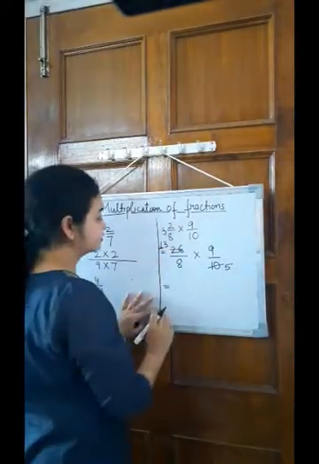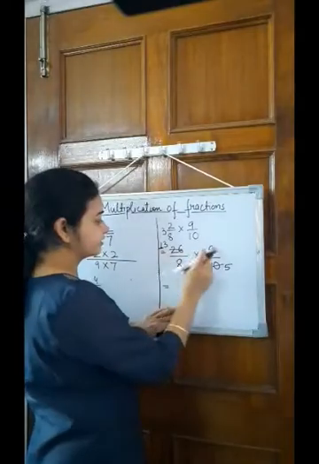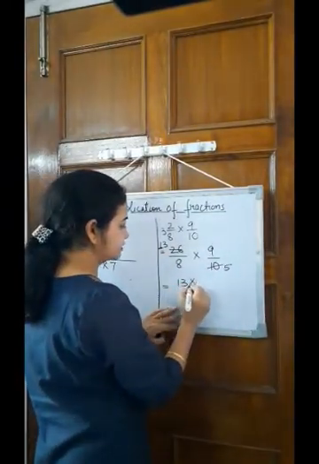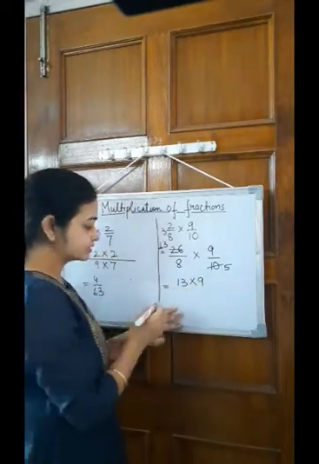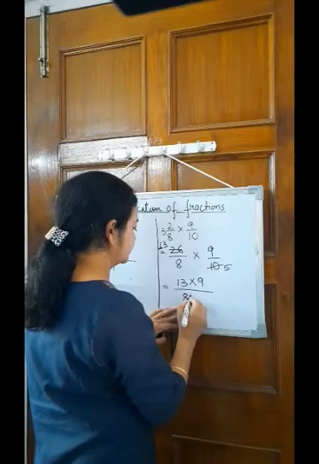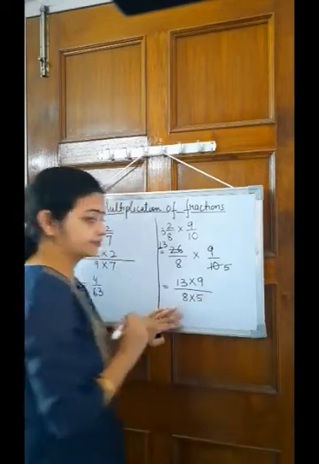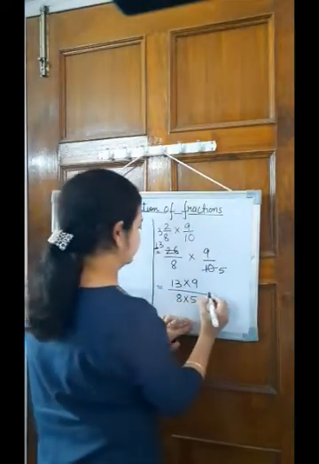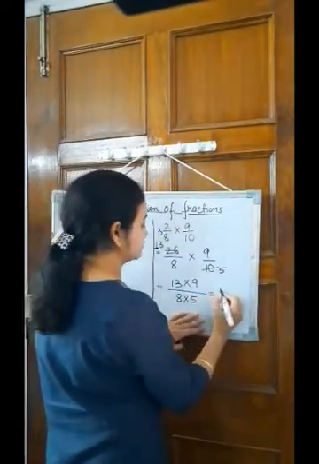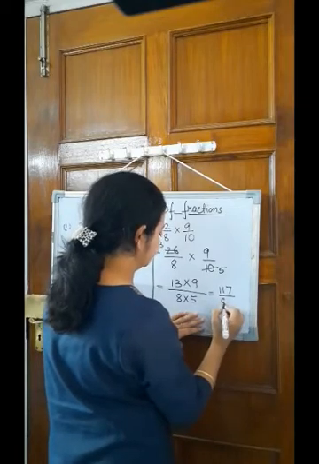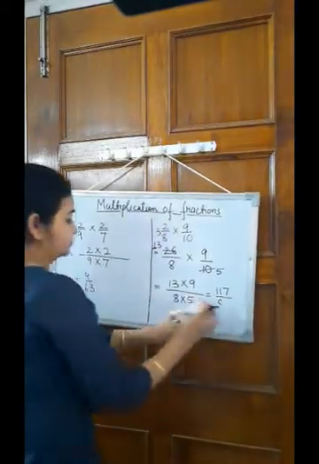Yes. Now we can write them, that what we have left with. So we have left with 13 and 9. Yes. And what we have left with, we have left with 8 and 5. Now solve it. This will become 117 and this will become 40.